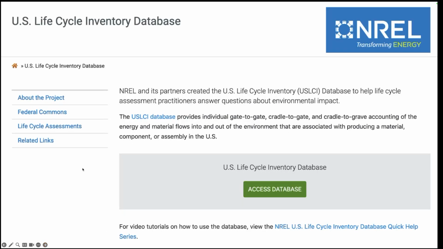Okay. So part of what they did was this US life cycle inventory database. The USLCI database, the US life cycle inventory database, provides individual gate to gate, cradle to gate, cradle to grave accounting of the energy and material flows into and out of the environment that are associated with producing a material, a component, or assembly in the United States.